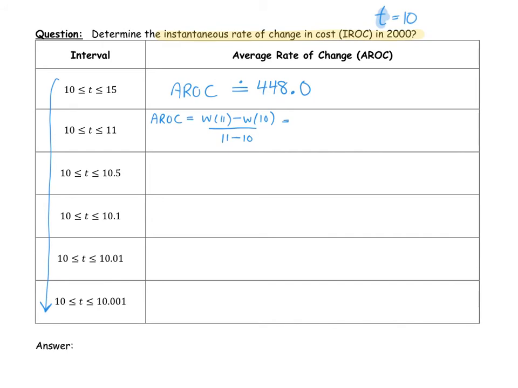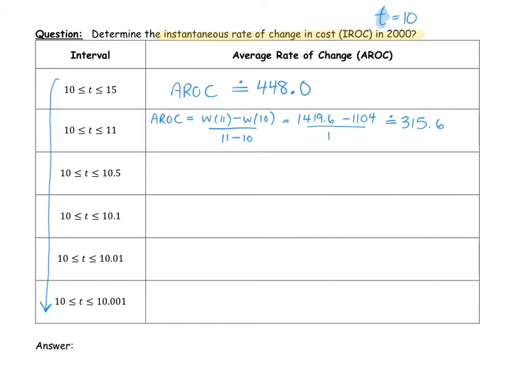Okay, so go ahead, pause the video and see if you can do that. Okay, so for my value there, I got 1,419.6 minus 1104, we already have that, that's all over 1. And so I got approximately 315.6. Okay, so I want you to continue finding the average rate of change.